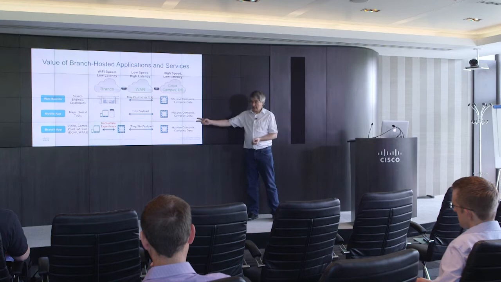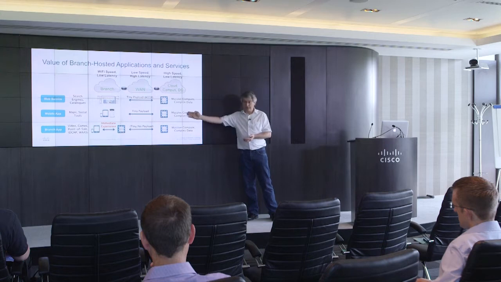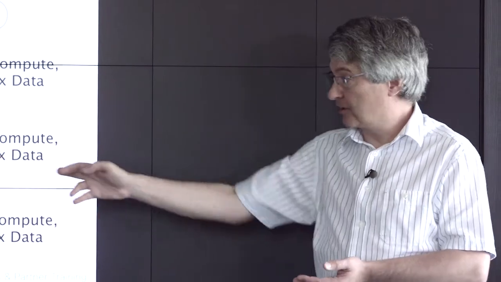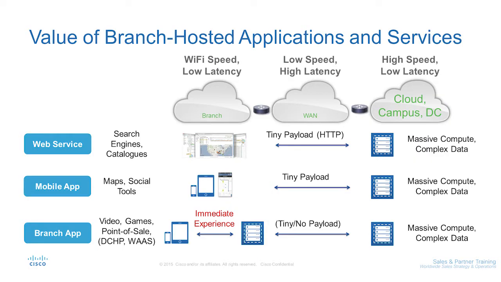The kind of things we're talking about are things like when we cache content, Akamai as an example, when we push video out so we get high quality video across the Wi-Fi network instead of being constrained by this link to the data center. DHCP, WAS services, network services, wireless LAN controllers, they're all things that we need to put in the branch to optimize that experience.